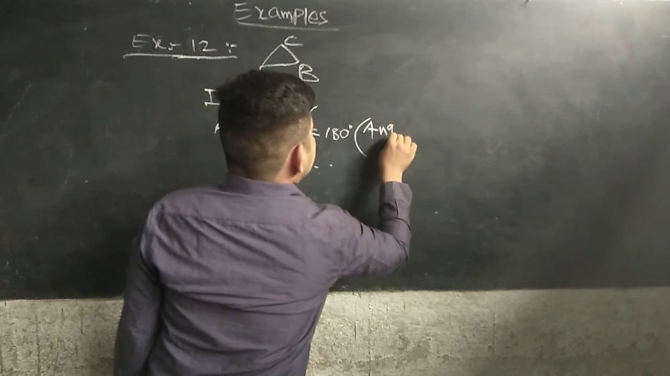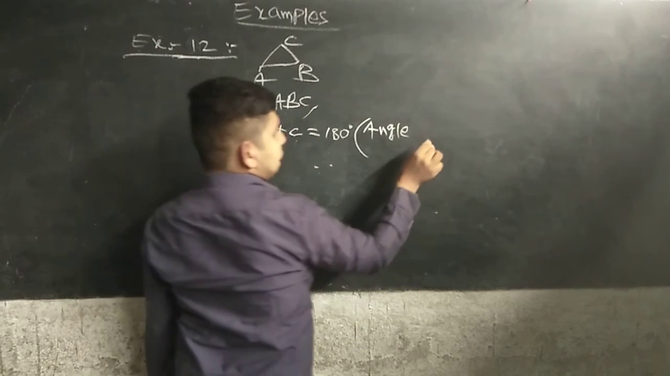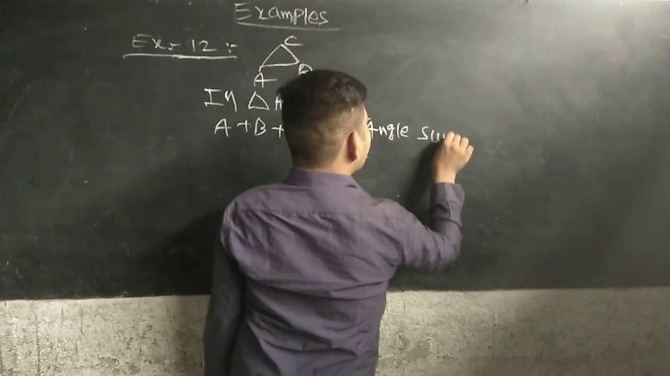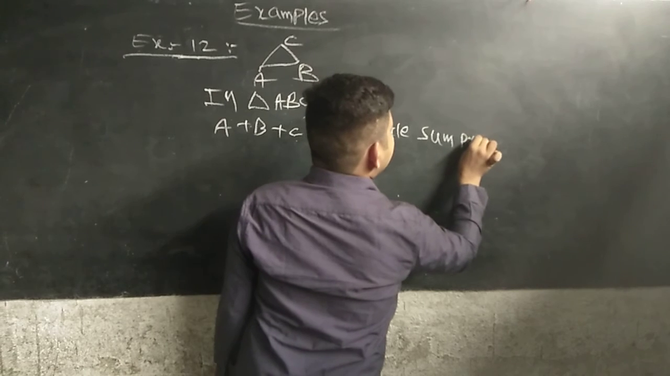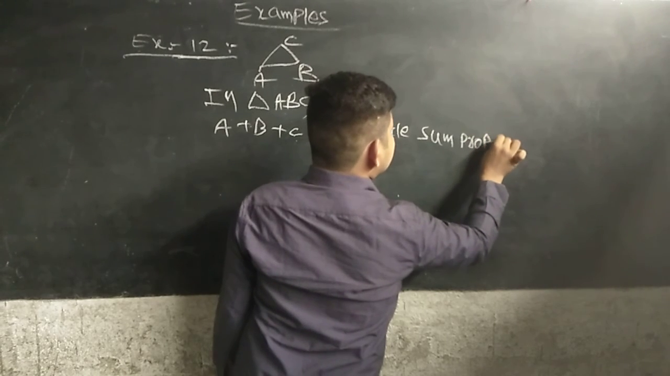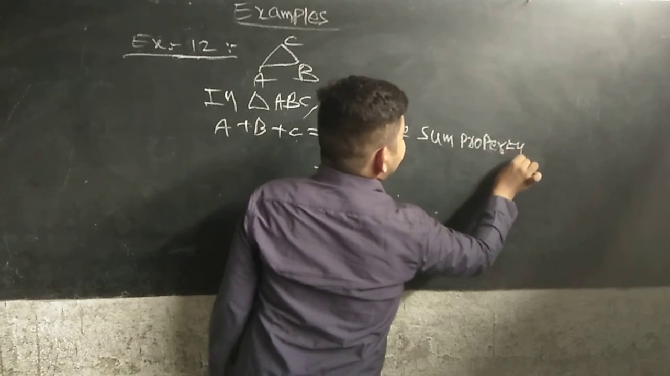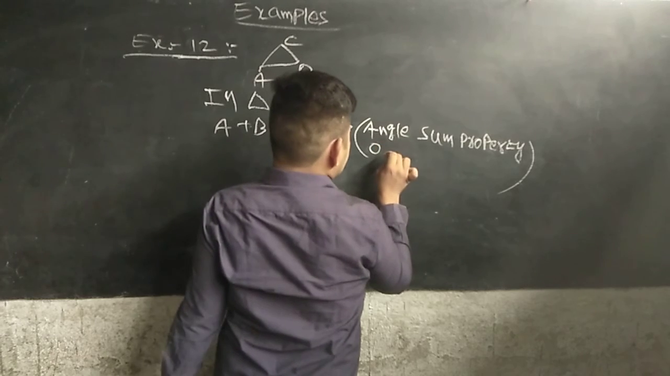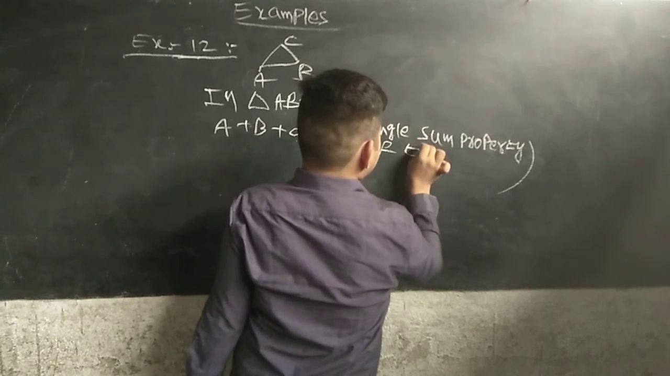In your geometry it will be the angle sum property of a triangle.